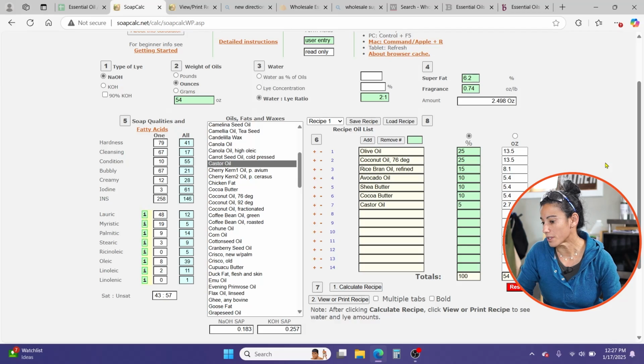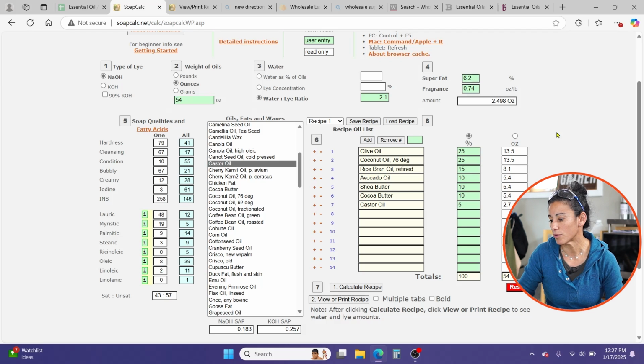Okay, so this is the batch of soap that we came up with last time we did a video together. And this is our Soap Calc recipe formulation video if you want to check it out. But this is a recipe that we reformulated to work with the style of recipe that I like to make, which is a palm-free soap. It's low in coconut oil and just has some really great oils and butters. This is not a recipe that we've ever made, but it's sort of an idea of a recipe that you may want to make. And this is a 54-ounce batch of soap.